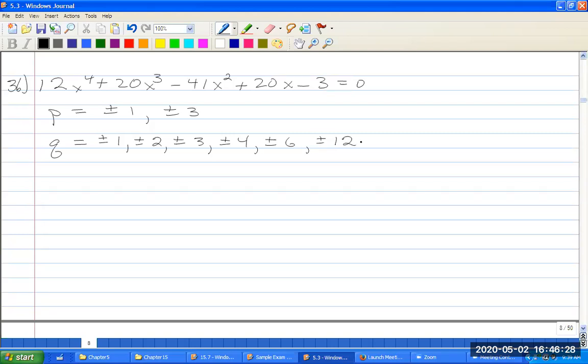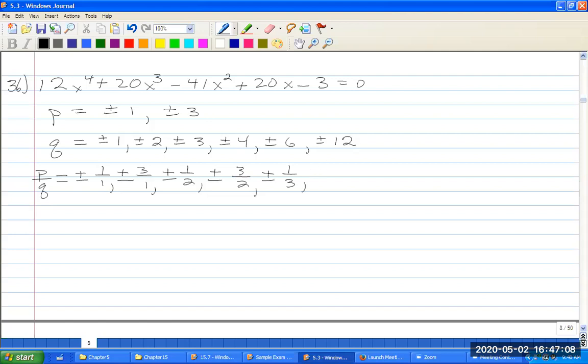So let's find the possible rational roots. P over Q, these are going to be fractions, so a lot of fractions on this one. P over Q is equal to 1, divide by 1, so 3 over 1, divide by 2, 1 over 2, 3 over 2, divide by 3, 1 over 3. 3 over 3, well, that reduces, so I don't have to do that.